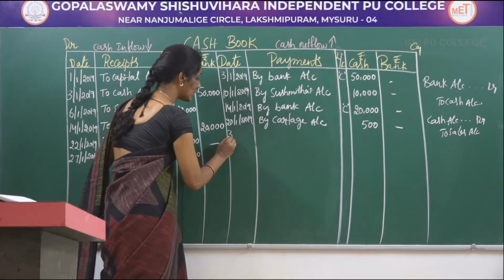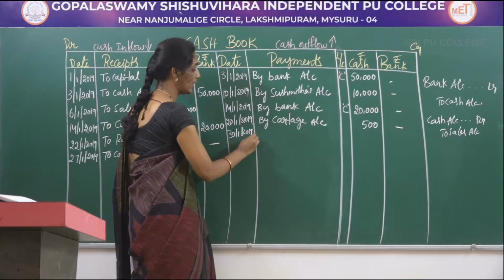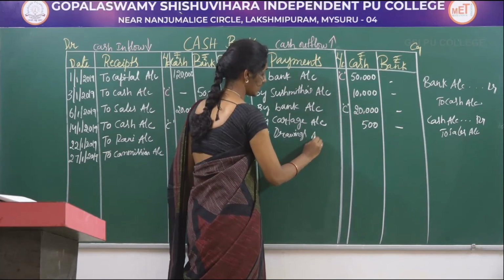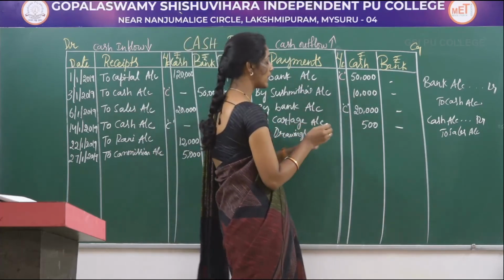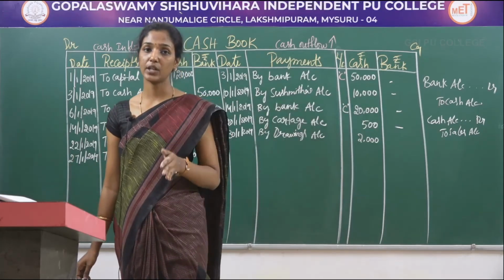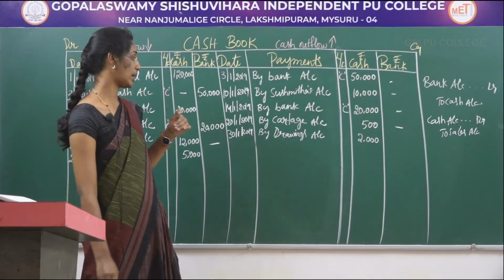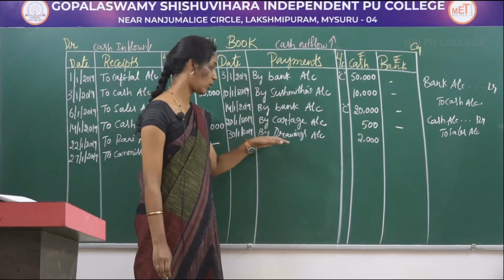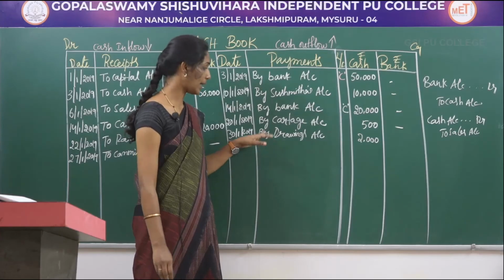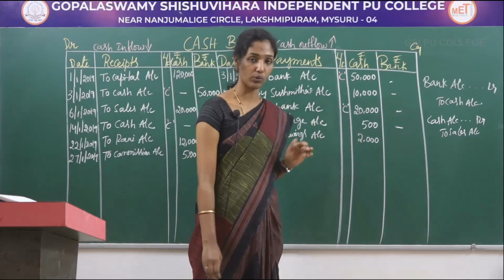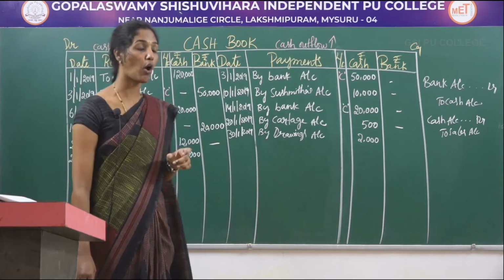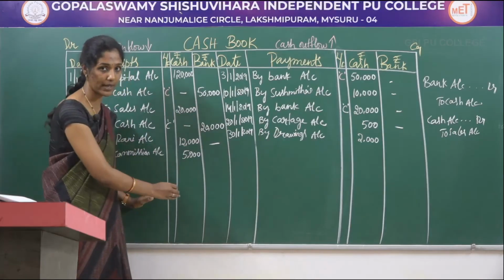So as on 30/1/2019 by drawings account, enter the amount in cash column, that is rupees 2,000. Drawings account debited to cash account. So you have to consider drawings and it must be recorded on the credit side of the cash book as by drawings account cash column 2,000. So after recording all the transactions, first you have to make a total of the cash column on the debit side.